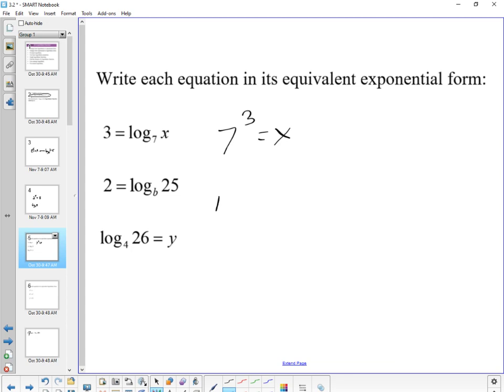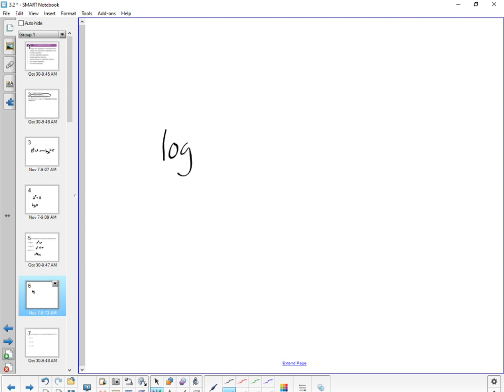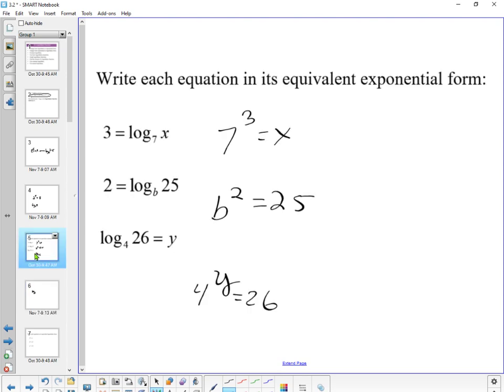b to the second is equal to 25. How about the last one? 4 to the y equals 26. That would be 4 to the y is equal to 26. Cool. All right, question. Sorry, I did do that kind of fast.